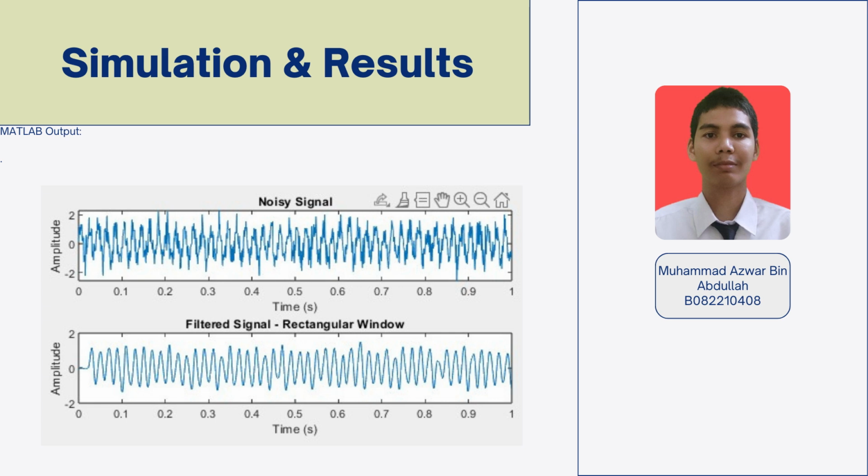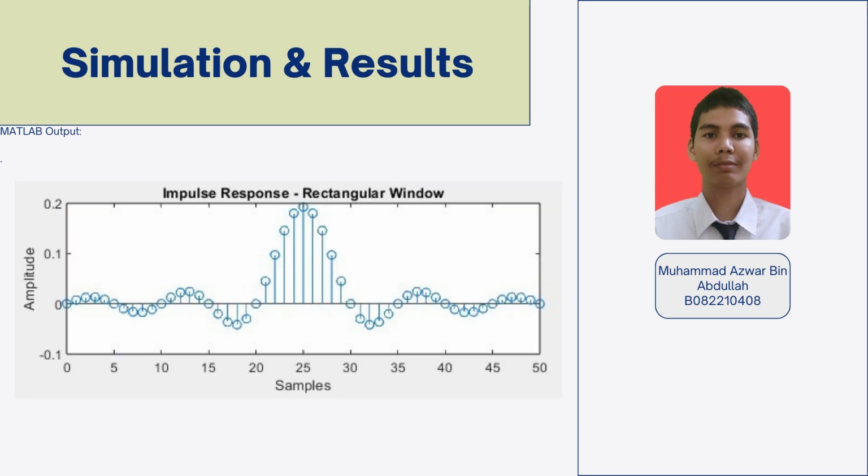The first is the filtered signal, which is a cleaner version of the sine wave with most of the noise reduced. The filtered signal demonstrates the FIR filter's effectiveness in attenuating noise components above the 100 Hz cutoff frequency. And the second one is the impulse response. The impulse response shows evenly distributed coefficients corresponding to the rectangular window. The rectangular window does not taper the filter coefficients, which leads to the aforementioned ripples in the frequency response.